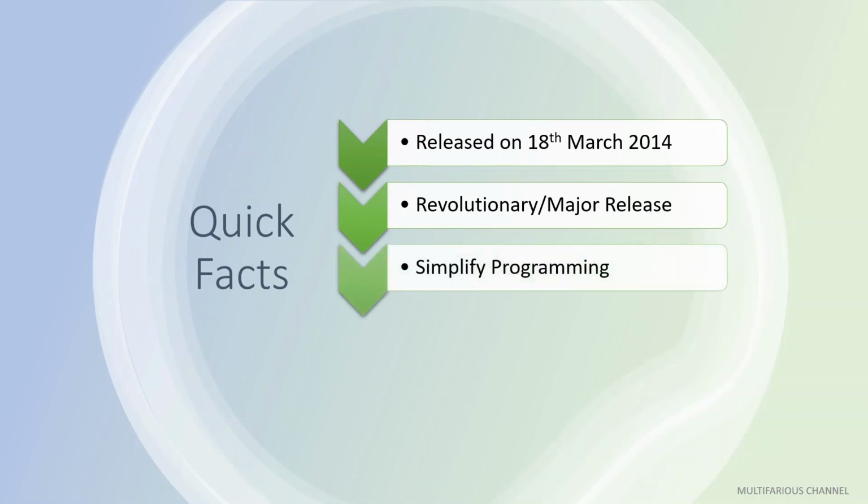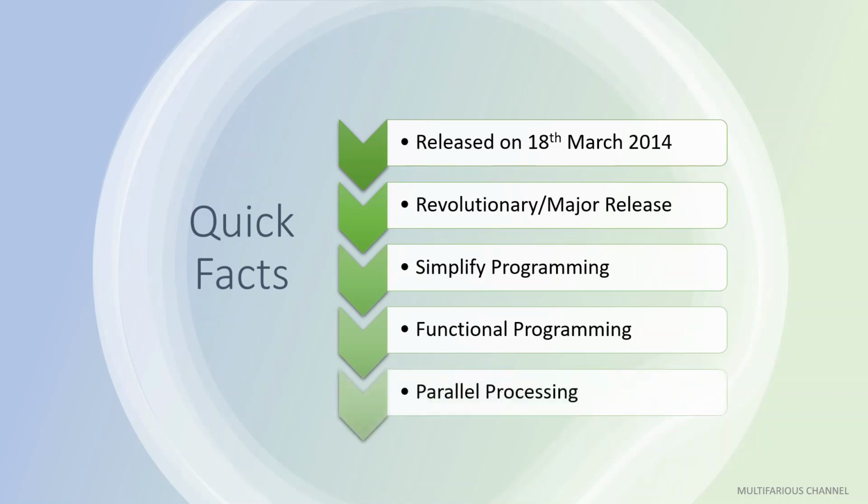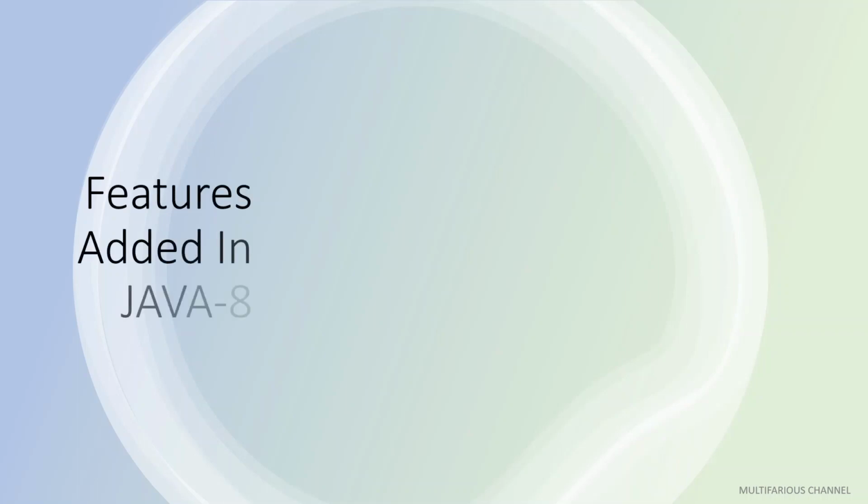Java 8 is mainly focused on simplifying the way of programming. It is focused on enabling the capabilities of functional programming. But remember, Java is still an object-oriented programming language. It mainly focuses on providing the facilities for parallel processing so that it can utilize the benefits of multiple cores. So without wasting much time, let's quickly start to look at some of the exciting features of Java 8.